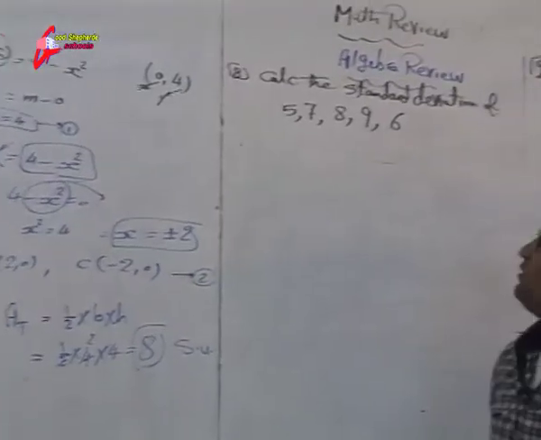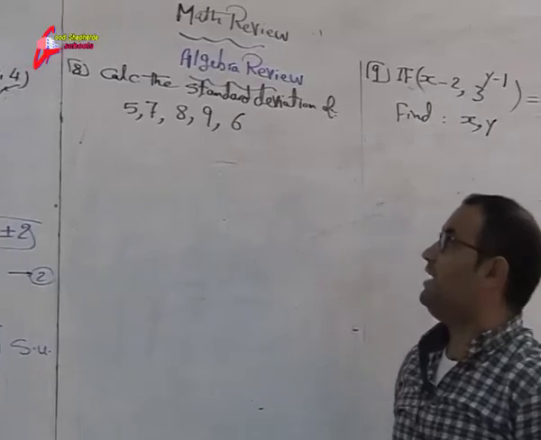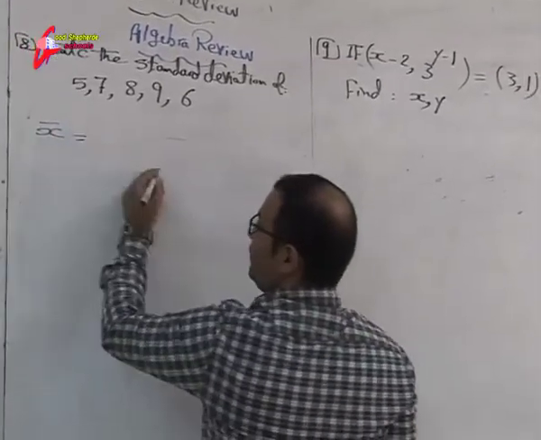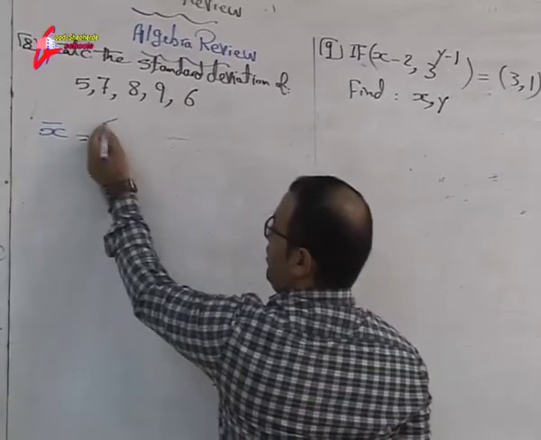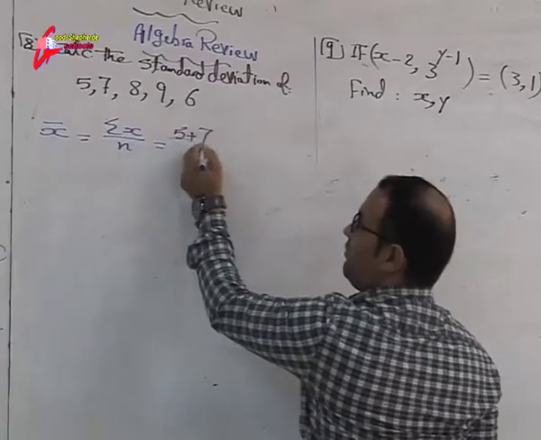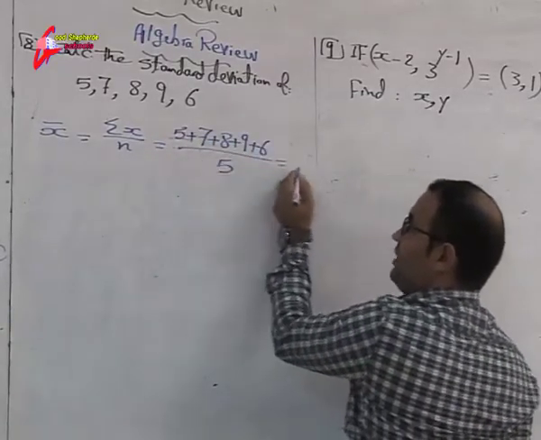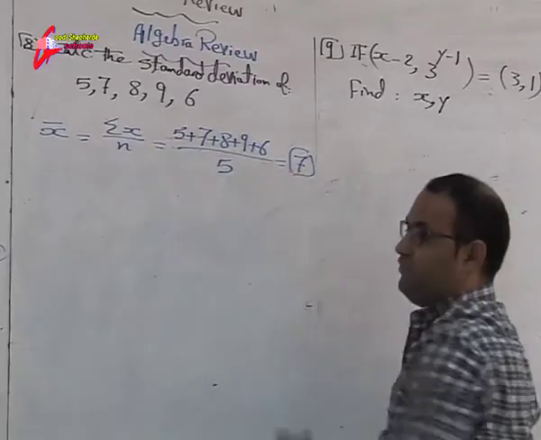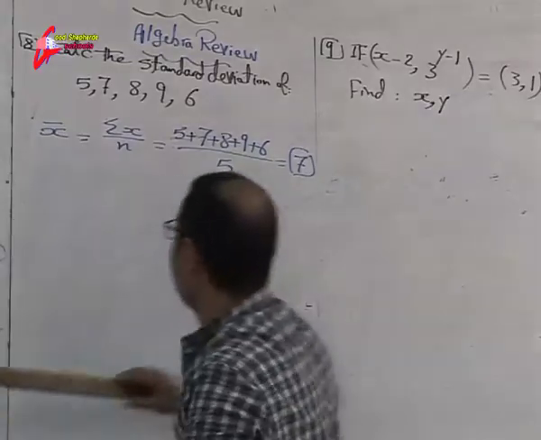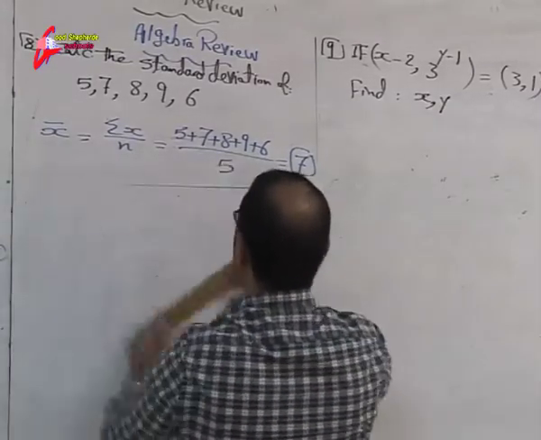Question number 8, calculate the standard deviation of these values: 5, 7, 8, 9, and 6. So x bar means mean, sum of x over n. You know this rule. So 5 plus 7 plus 8 plus 9 plus 6 over 5. So the answer will be 7, 35 over 5. This is the mean, okay? You must write the table. This table, you know it very well.